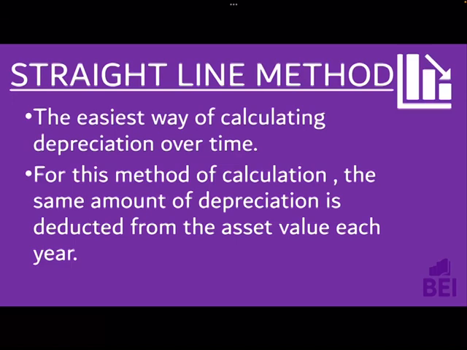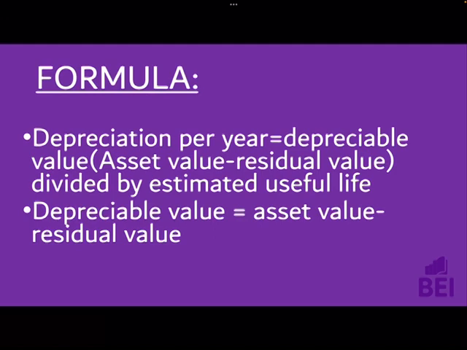So the first method we'll be looking at is the straight line method. This is the easiest way of calculating depreciation over time, and for this method of calculation, the same amount of depreciation is deducted from the asset value each year. This is very important to note when you're calculating using this method. So let's move on to the formula.